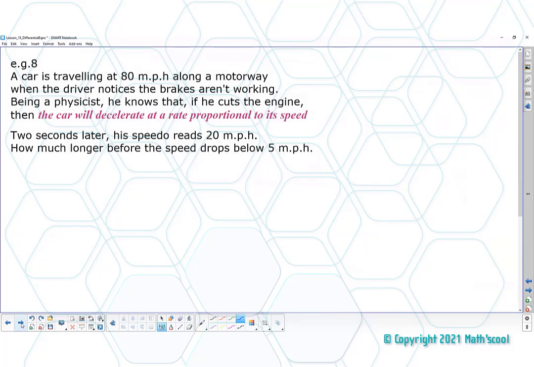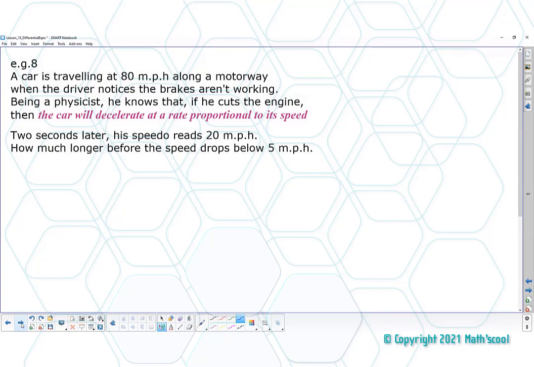A car is traveling at 80 miles an hour on the motorway, and the driver notices the brakes aren't working. Being a physicist, he knows that if he cuts the engine, the car will decelerate at a rate proportional to its speed. 2 seconds later, his speedo reads 20 miles an hour. How much longer before his speed drops below 5 miles an hour?